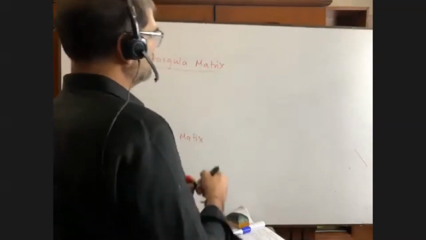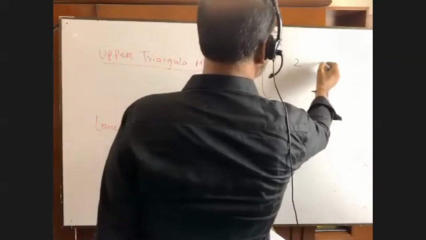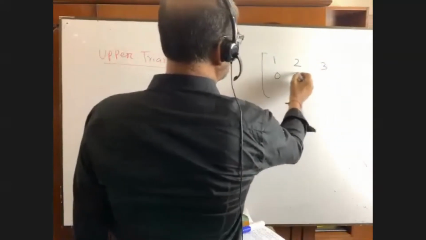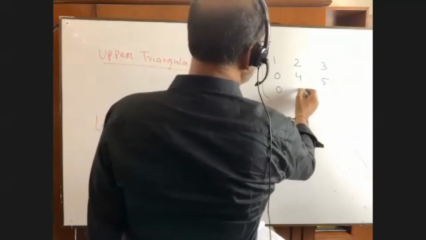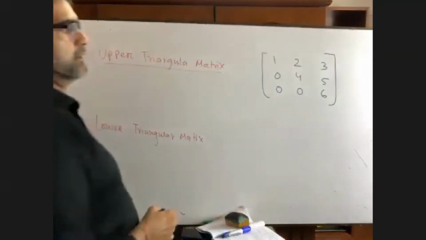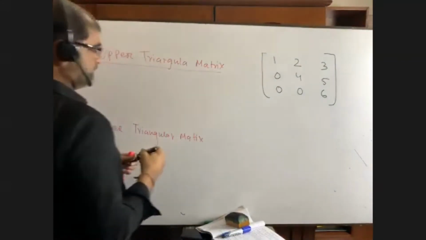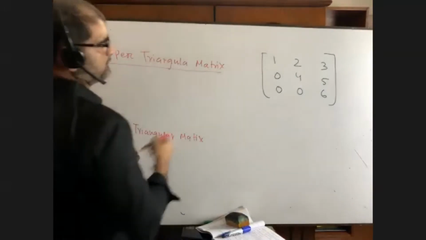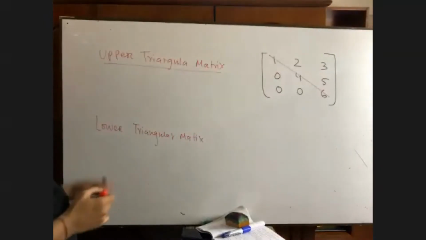Okay. In the same example, I will try to make you understand the upper triangular matrix. You see, I'm going to write down a matrix: 1, 2, 3, 0, 4, 5, 0, 0, 6. Can you please tell me which one is the principal diagonal? 1, 4, 6. This one? Yes, sir.